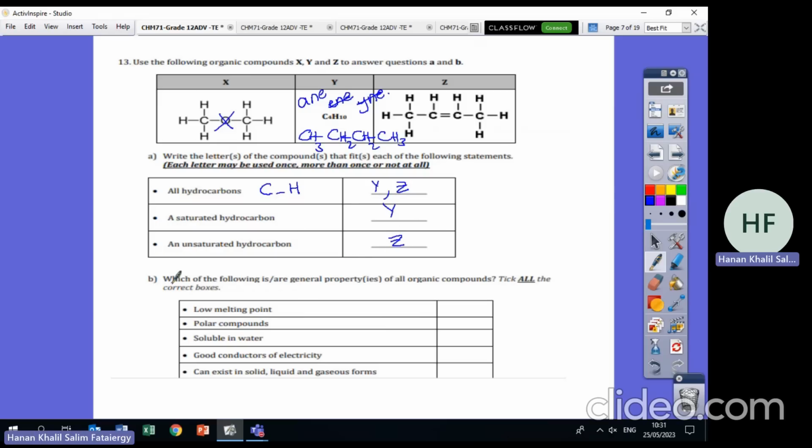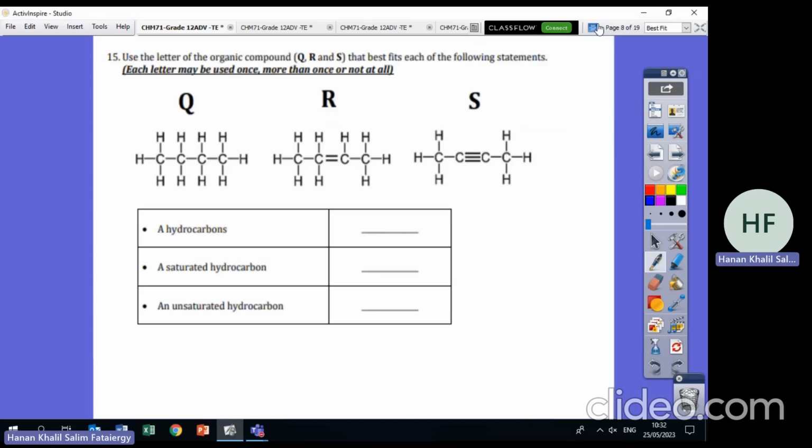Okay, now the properties of all organic compounds: they all have low melting points. Polar, of course, is wrong because they are non-polar. They are not soluble, they are insoluble. You will notice that all properties are no. They are non-conductors. Okay, they can be solid, liquid, and gas, yes. Okay, now let's do the next question.